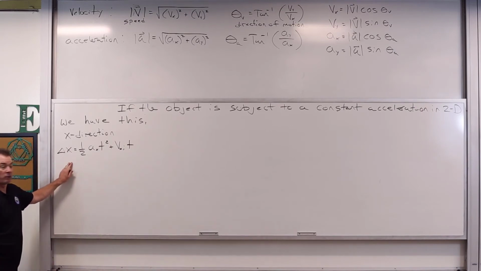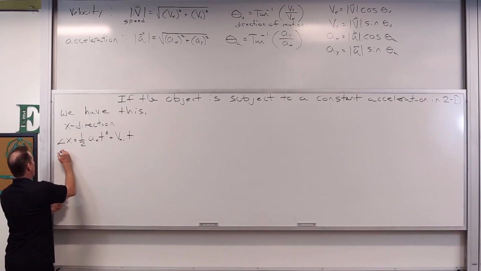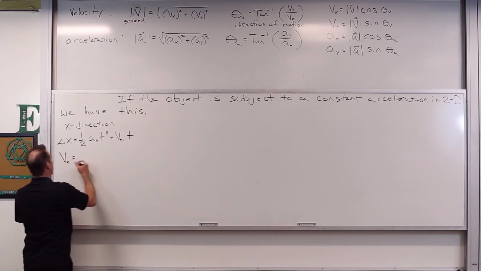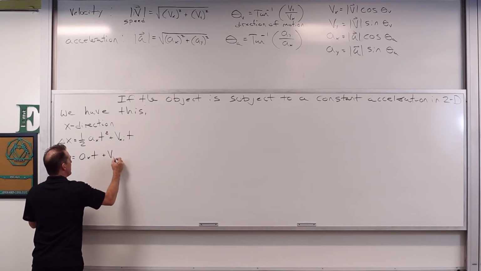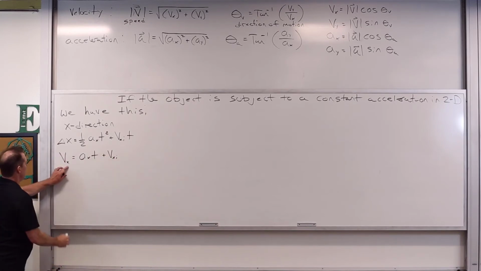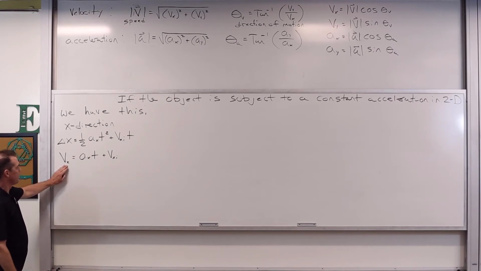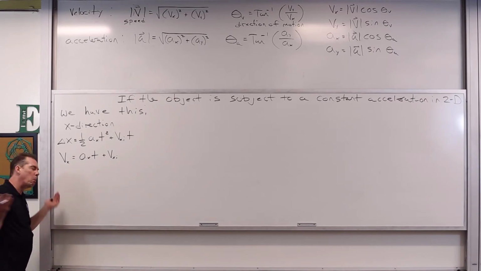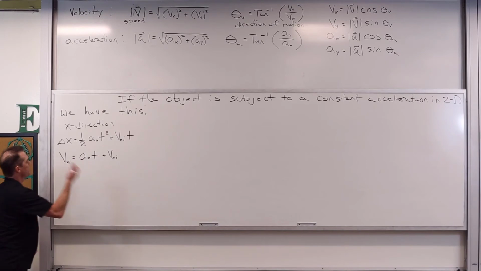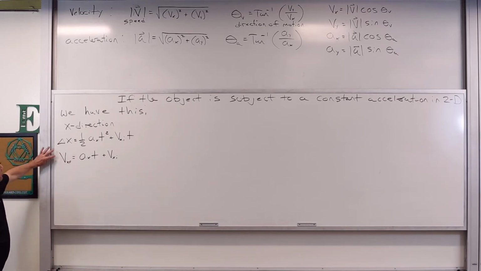There would be our delta x. We would have v sub x is equal to a sub x t plus v sub x initial. We could put a final here, v x final, but it's understood that this is varying with time. So let's just put v x final. These are the two fundamental time-dependent expressions for constant acceleration in the x direction.